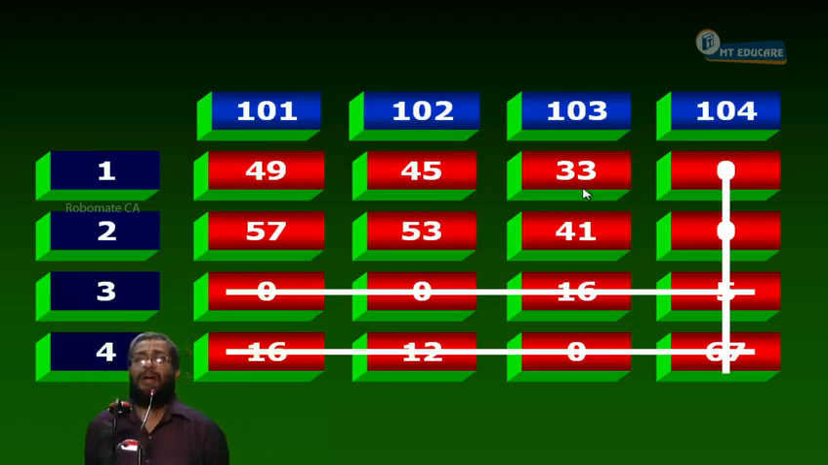Step 4. Is number of lines equal to order of matrix? Okay, can you see? Number of lines is equal to 3. Order of matrix is equal to 4 by 4.